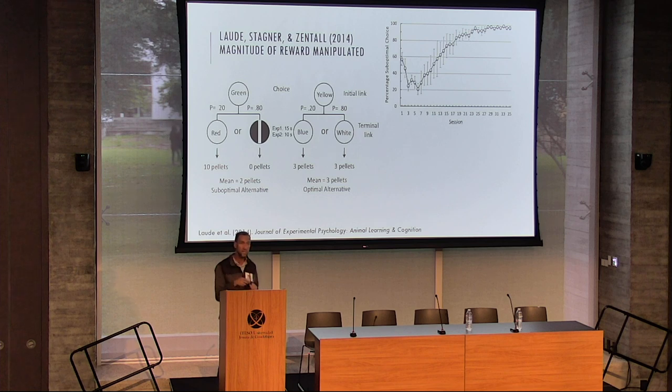So both of these keys are informative, but unlike in the probability situation, also for the other choice option, the initial link stimulus is followed by stimuli that always signal a specific amount of reward. So we're not playing around with information value in that sense that the probability task does.